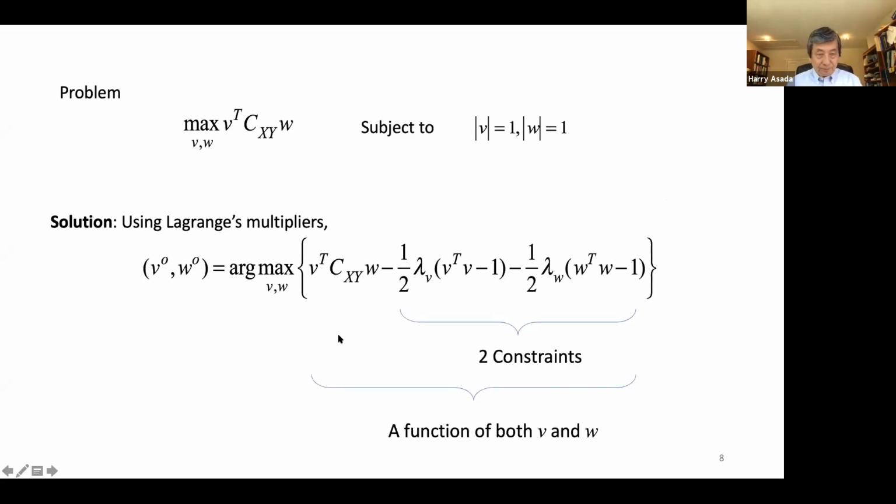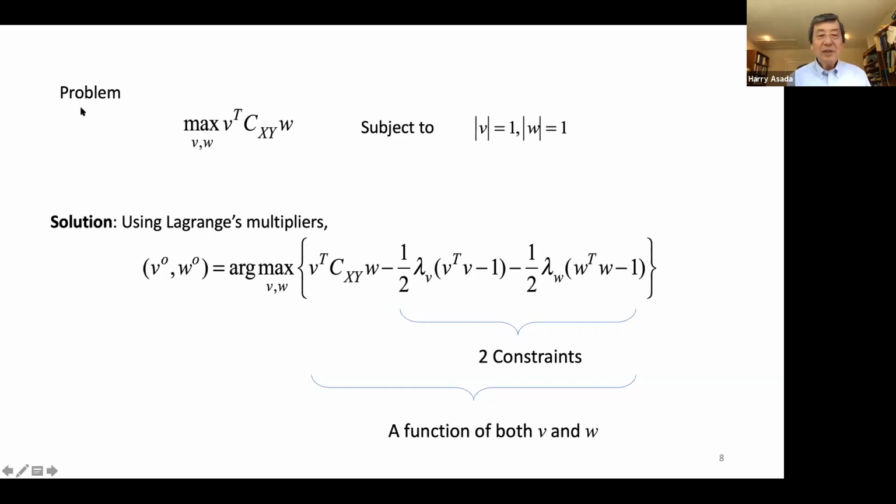Okay, now here's the problem. We would like to maximize this quadratic form. It turns out this is a scalar quantity: V transpose, the covariance XY as we derived, sandwiched with W. We would like to maximize this correlation, subject to V and W each being a unit vector. So what comes to mind? We use the same type of mathematical tool, Lagrange multipliers, right?